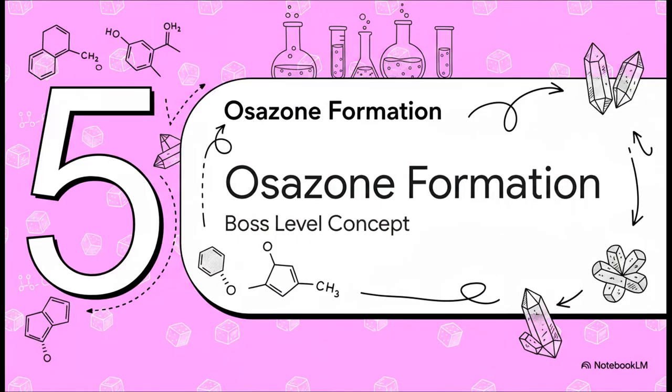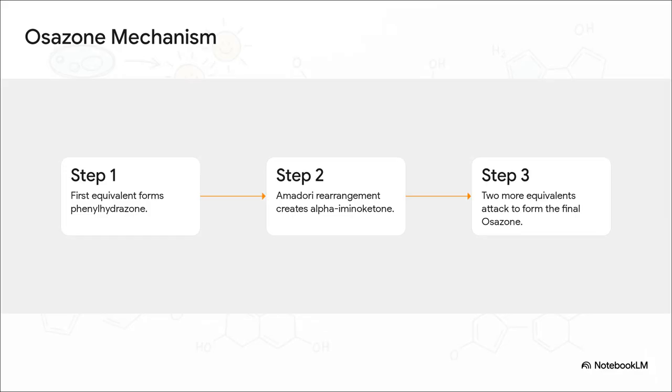Section 5. Osazone formation mechanism. The boss-level concept. All right, time to tackle the notoriously tricky boss level of carbohydrate chemistry. The osazone formation mechanism is all about tracking equivalents of phenylhydrazine. If we break it down, you can see exactly how a total of 3 equivalents are consumed to create those easily identifiable sugar crystals. Step 1.